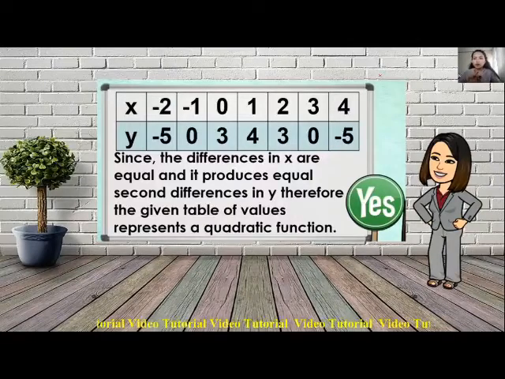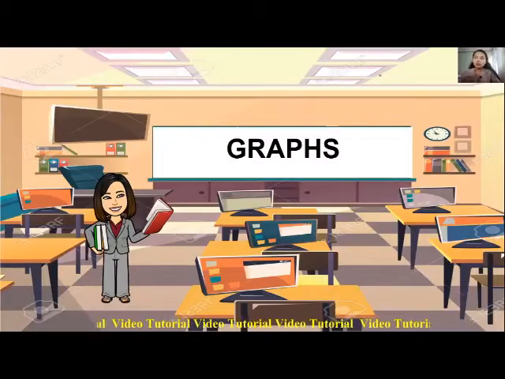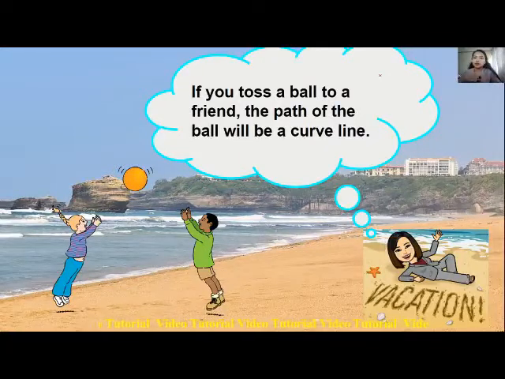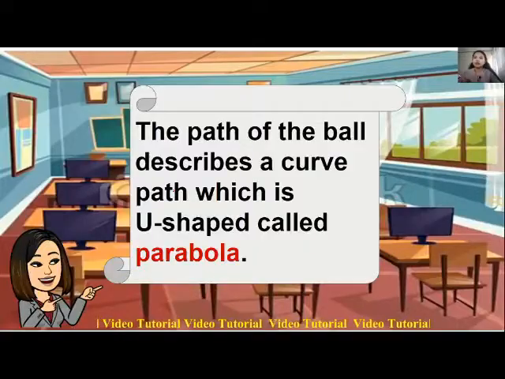So now that we are done with the representations of quadratic functions using a table of values, let us now proceed with the graphs. A little trivia: if you toss a ball to a friend, the path of the ball will be a curved line. So this represents a real-life application of a quadratic function. Therefore, the graph of a quadratic function is like a ball tossed to a friend, a curved line.